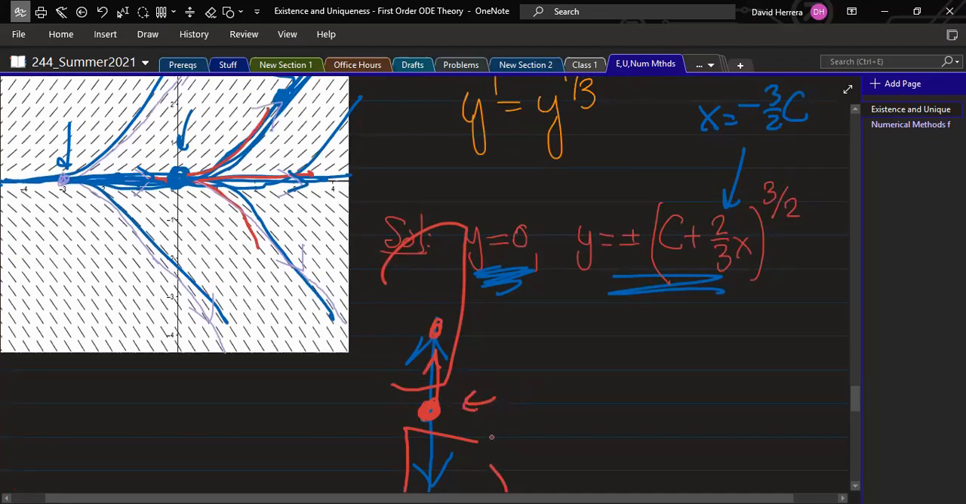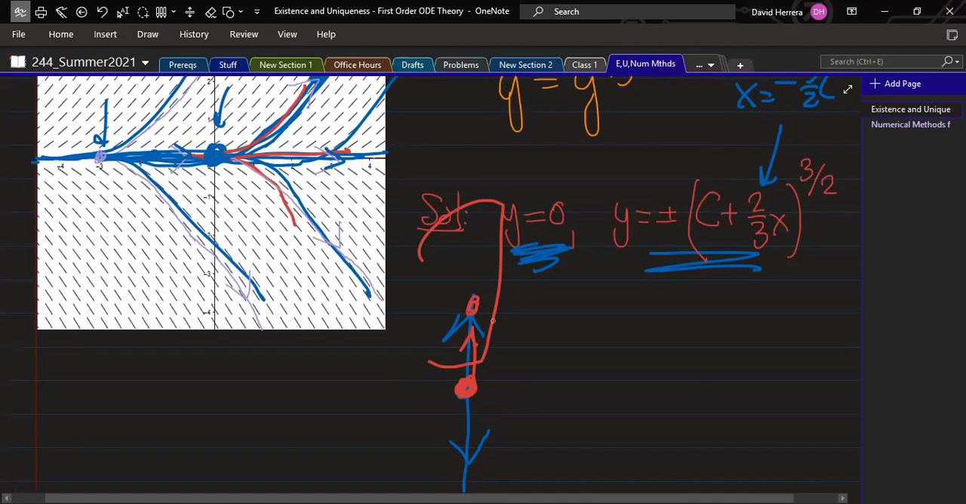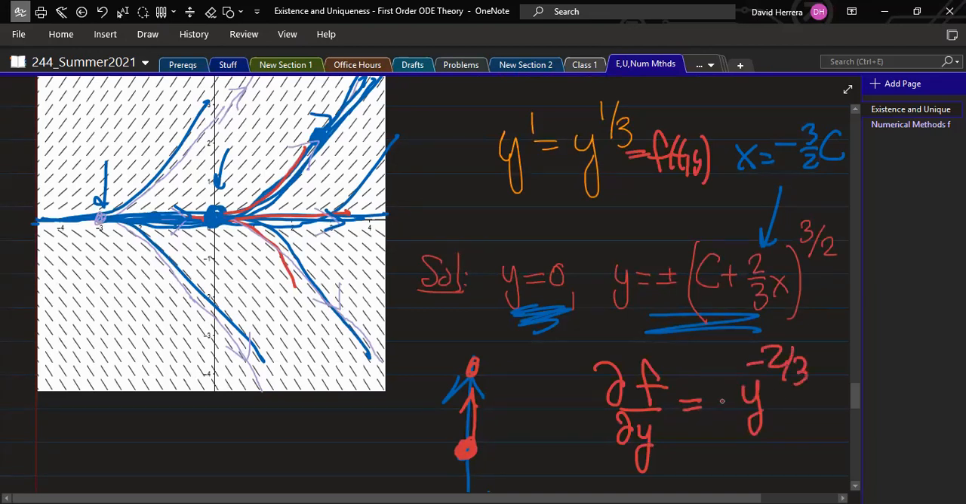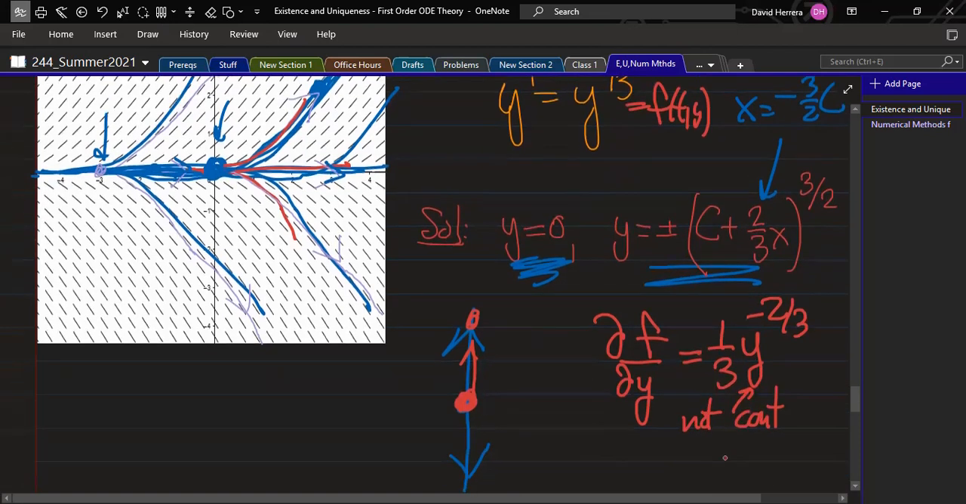Not here. And where does this problem come from? It comes from the differential equation here. If you take this as f of t comma y, if you take the partial derivative of f with respect to y, this is y to the negative 2/3 times 1/3. And this right here is not continuous when y equals 0.